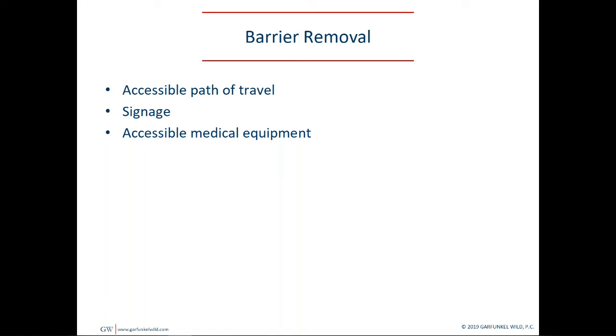Readily achievable barrier removal would be to make sure that there's always an accessible path of travel throughout the facility, so residents can get into their room, the dining area, the shower room, where therapy is, and all the places where you expect them to go. You have to have accessible signage. The signage for patients should be in braille so that residents who are blind can access it. The signage should be at wheelchair eye level for people with mobility disabilities. And you have to make sure you have accessible medical equipment, Hoyer lifts, and other things for persons with mobility disabilities.